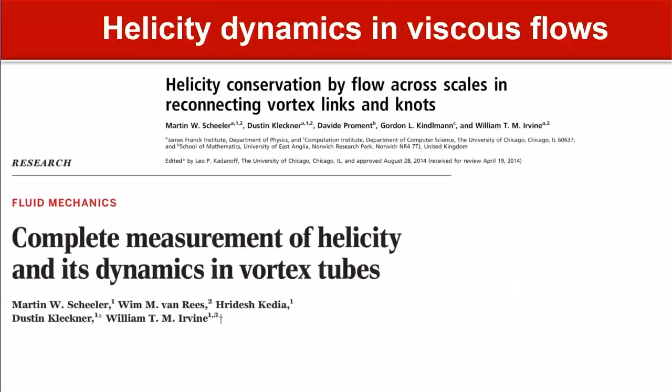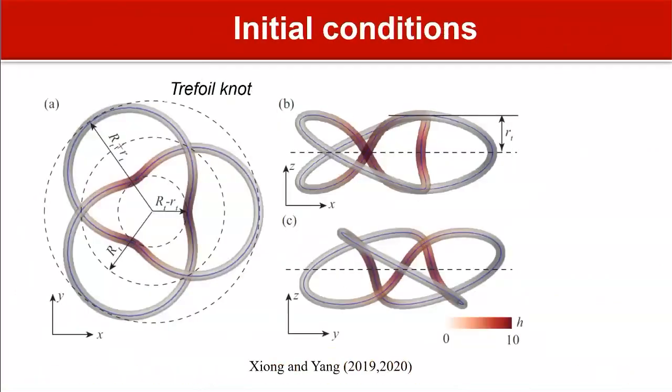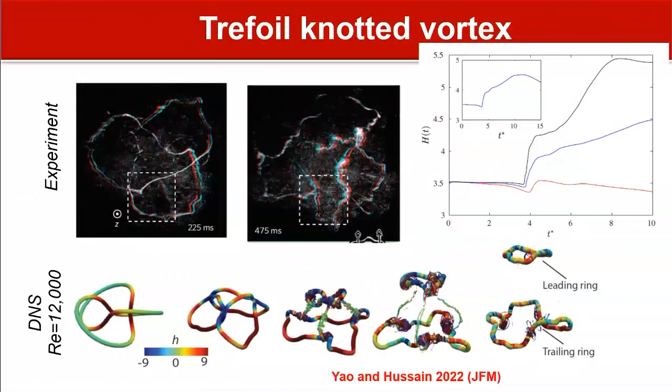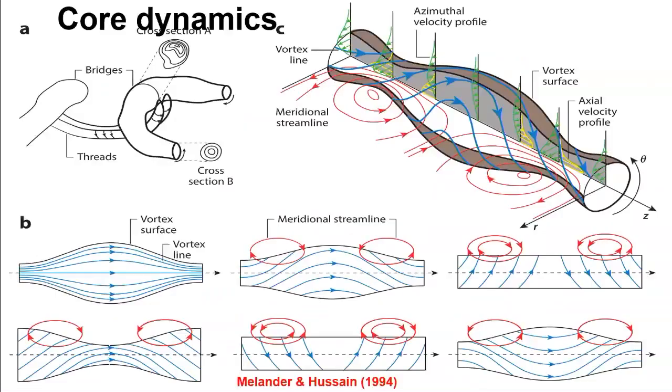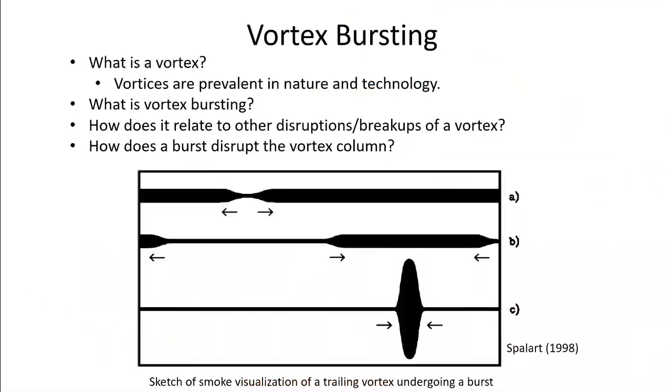He did a lot of work on helicity. For example, there was a claim that helicity remains conserved after the process of vortex reconnection. He showed that this is not the case. Actually, there is quite an increase of helicity. These are the details of core dynamics, which I will skip now.